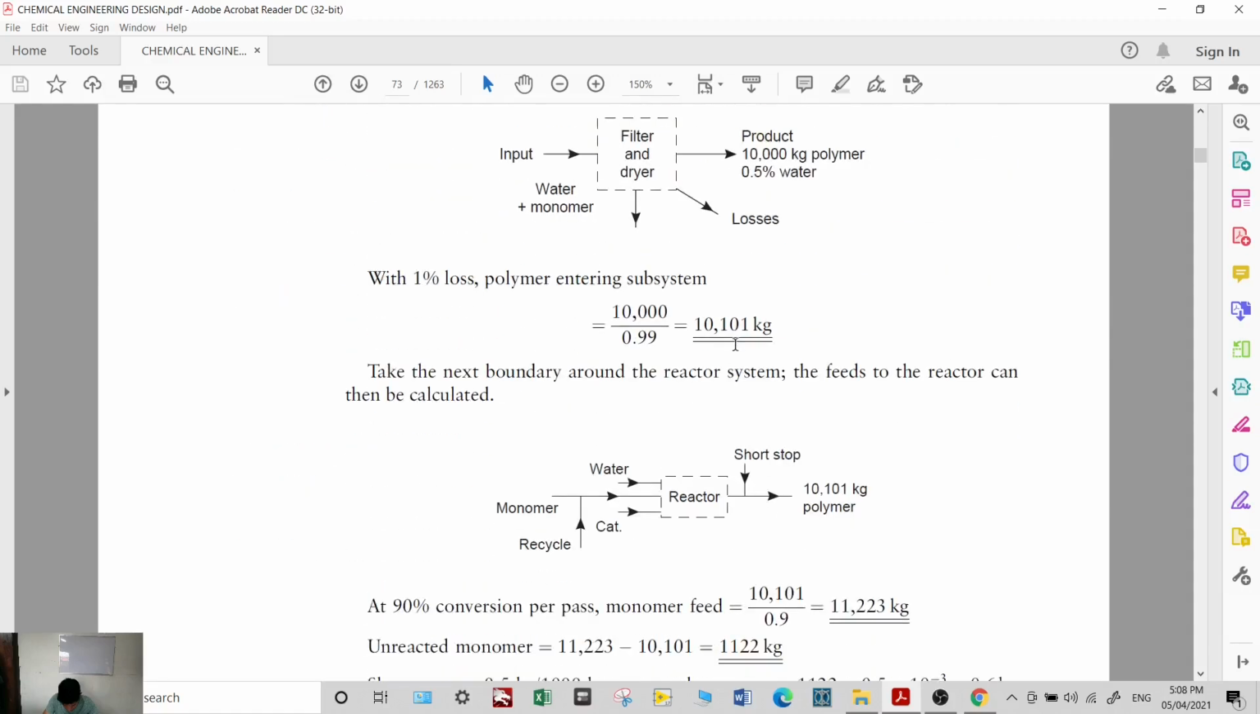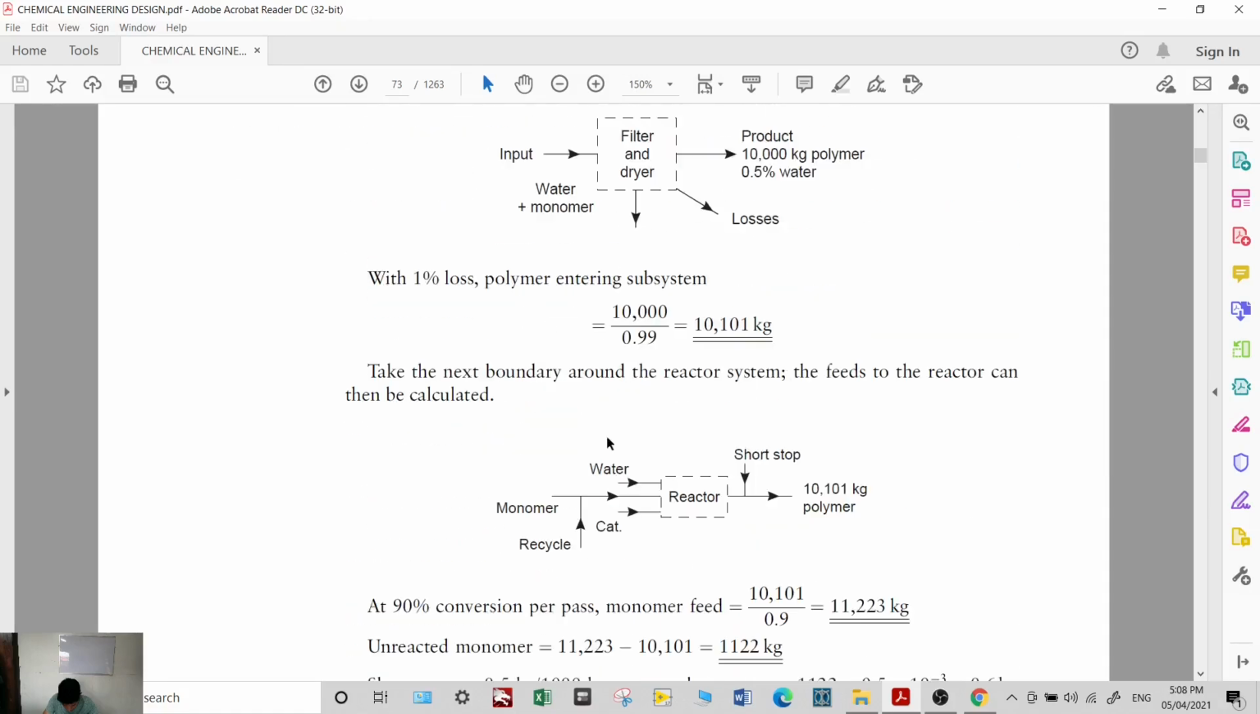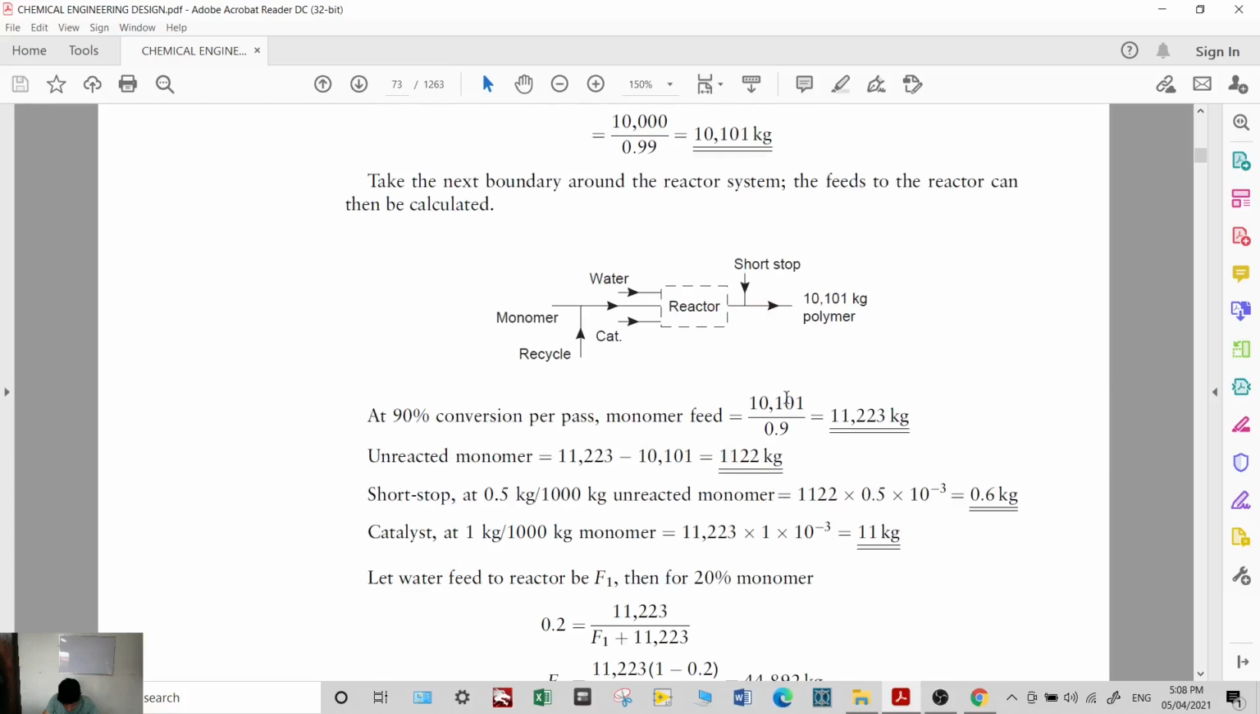So for 10,101 and then 90% lang ang conversion pass. So ang monomer feed nga atong i-input diri is 10,101 over 0.9 is 11,223. No? So makita na to nga dili tanang monomer mahimong polymer. So that is why kinahanglan nimo tas-an imong input para makaabot ka og 10,101.